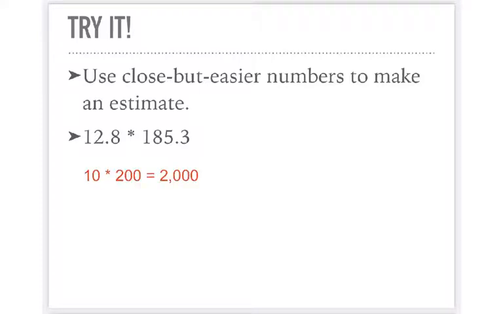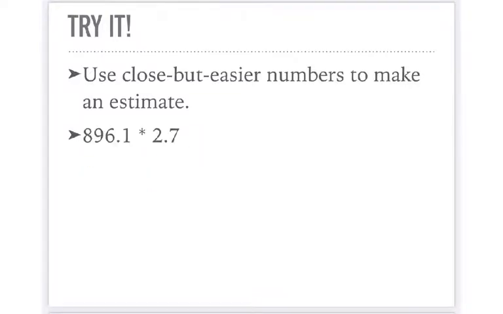So hopefully you said something like 10 times 200 equals 2,000. 10 is a whole lot easier than 12 and 8/10, and 200 is a whole lot easier than 185 and 3/10. They're round numbers close enough to give me a good ballpark estimate. Hopefully you had something very similar to that. If not that, I hope you had that actually. Here's another one.